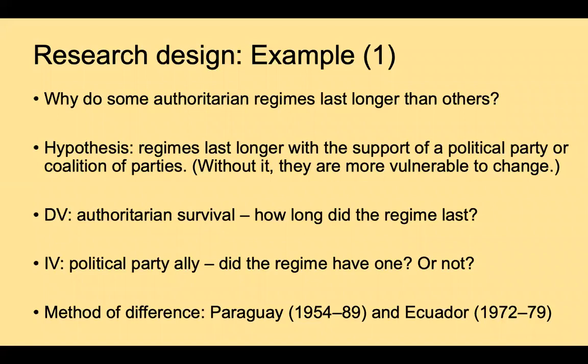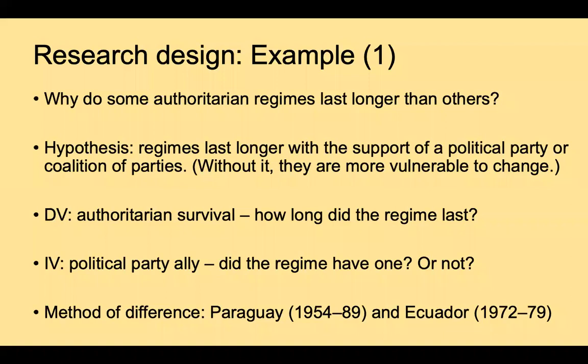The other half of it is that without that support, authoritarian regimes are more vulnerable to change. Why? Well, it's because they don't have a political party or a coalition fighting for them legally to block referenda, politically to demobilize the support for a democratic alternative, and to mobilize the opposition and mobilize the support for the regime.